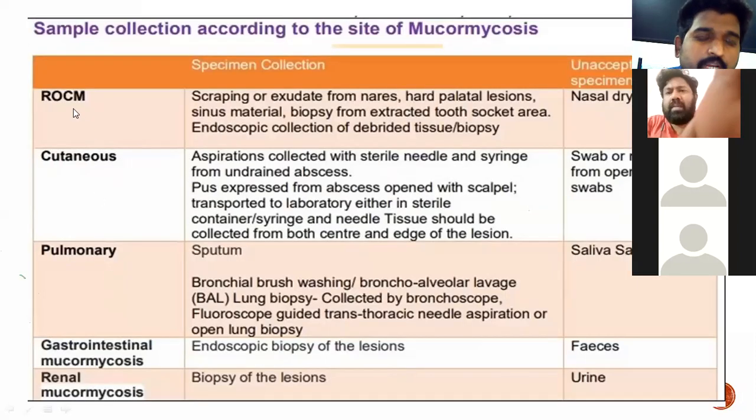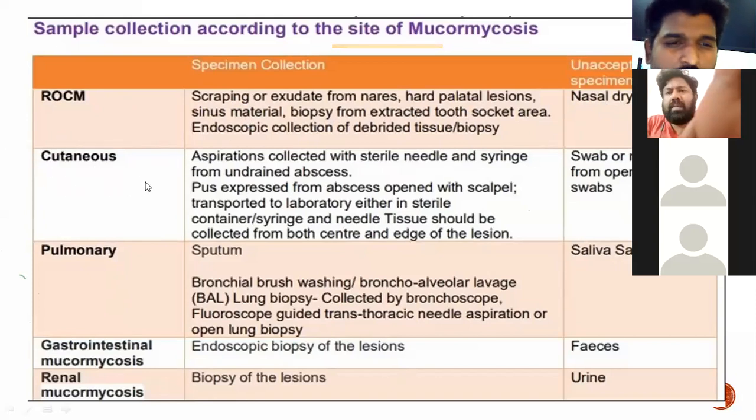So what are the samples you can collect for this patient? If you suspect rhino-orbito-cerebral mucormycosis, you can do a scraping or exudate from the nares. Hard palate lesion, you can take a sample. Sinus material you can take, and you can take biopsy from the orbital socket area or endoscopic collection of the affected tissue and biopsy. Nasal dry swabs are not accepted. Swabs and secretions are often a poor quality specimen when compared to biopsy.